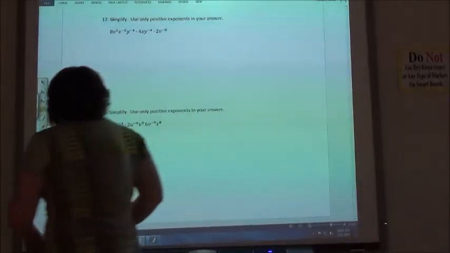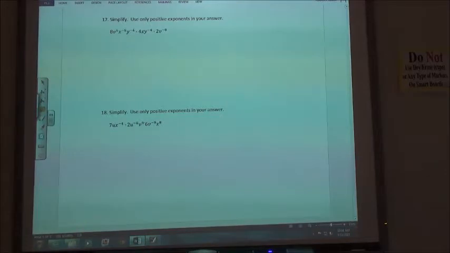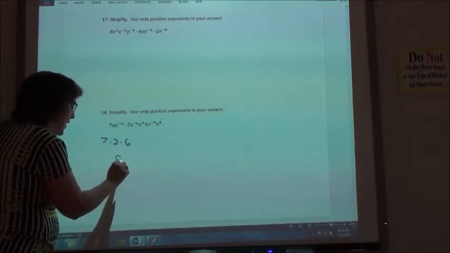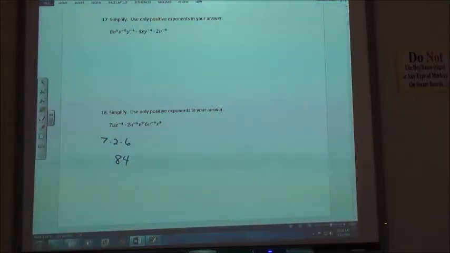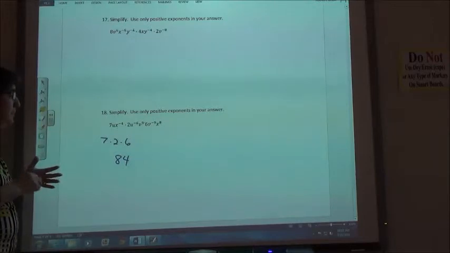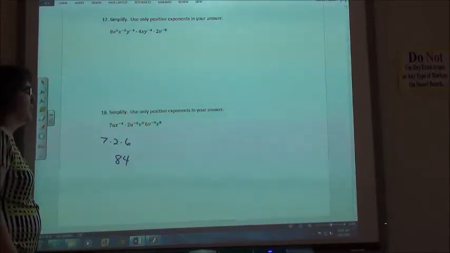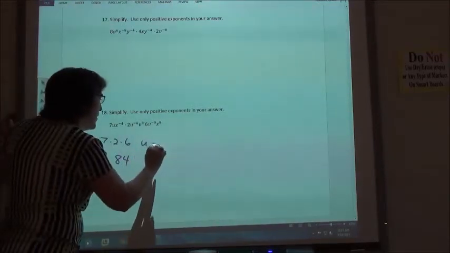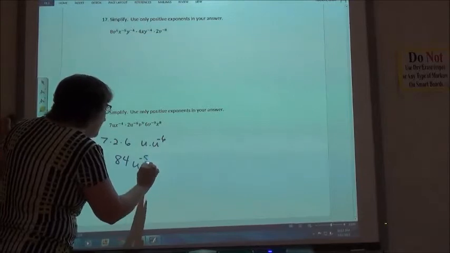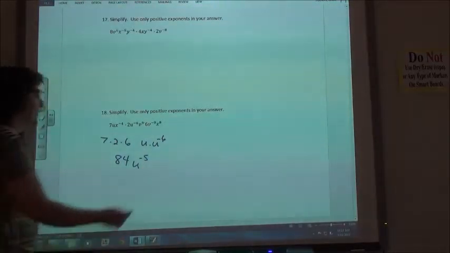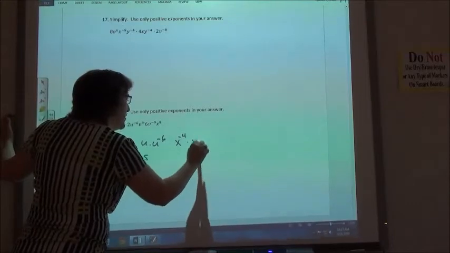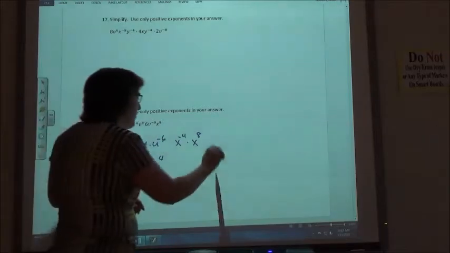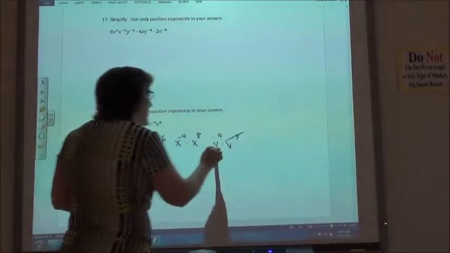So number 18, what am I going to do to simplify that? 84. 7 times 2 times 6 is 84. U to the negative 5. So I'm going to have u times u to the negative 6, which is u to the negative 5. X to the 4th. I have x to the negative 4 times x to the 8th, which is x to the positive 4. That's it. And the other ones cancel, because I have a v to the 9th and a v to the negative 9, which cancel out.